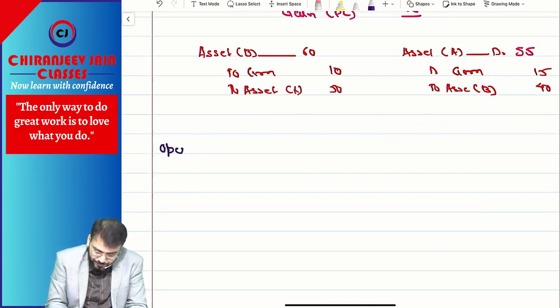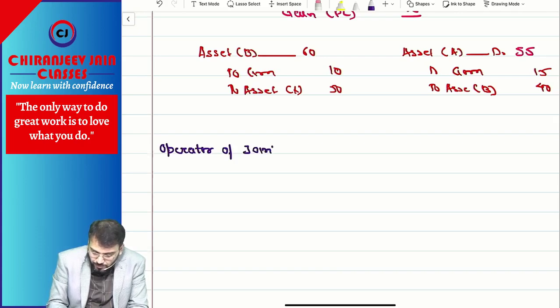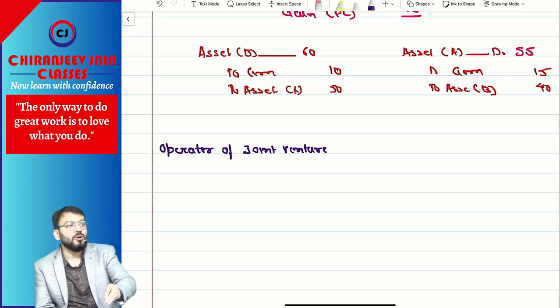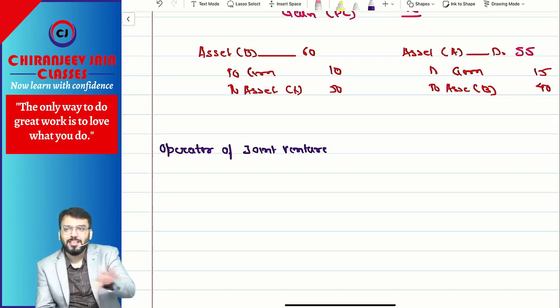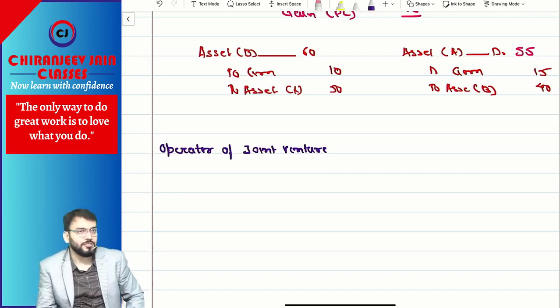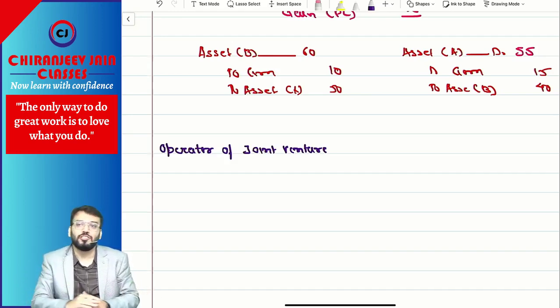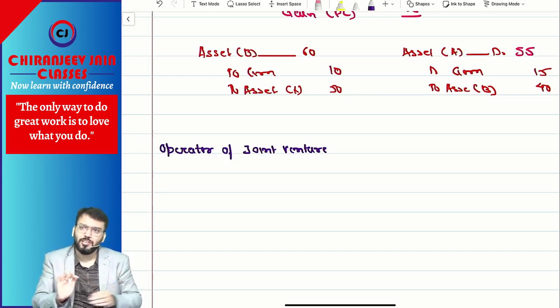That is, the operator of a joint venture. Now just try to understand, out of all the venturers, one person may be appointed as operator to manage the entire joint venture business. Suppose there are three partners, one will be a working partner, two will be sleeping partners. Remuneration means salary.